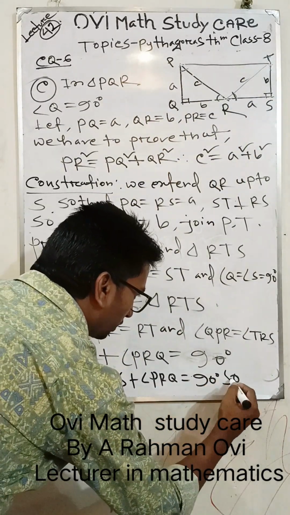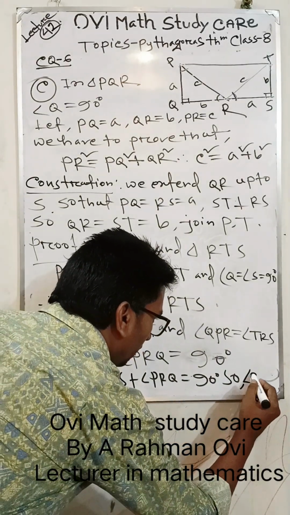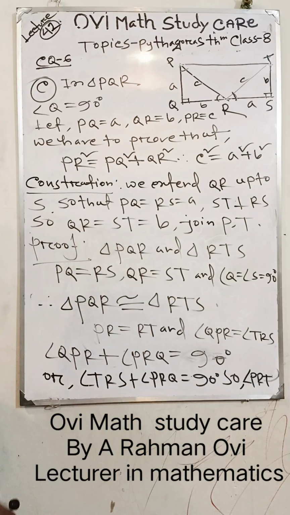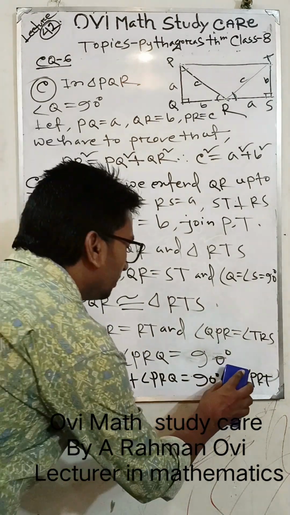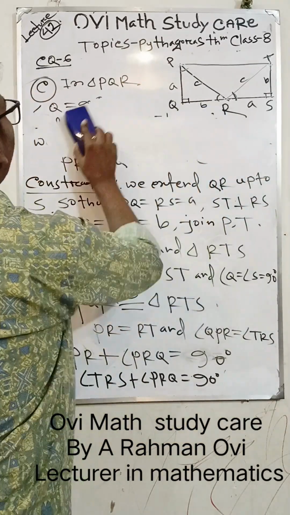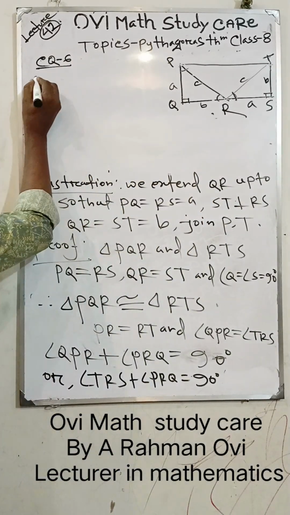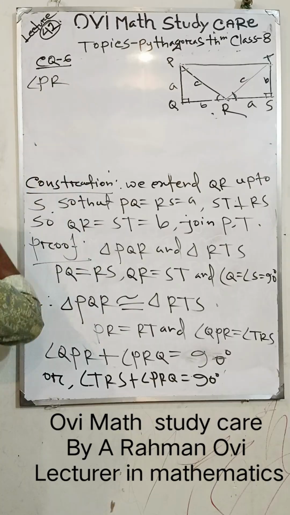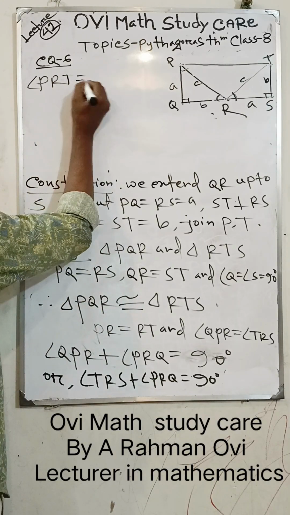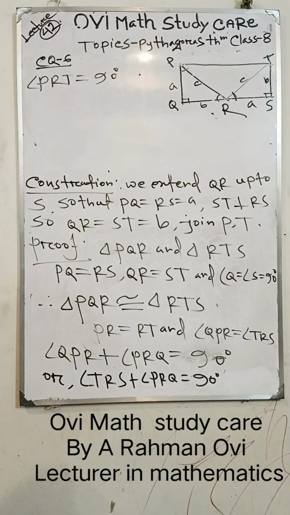So what can we write? Angle PRT. How many degrees is PRT? 90 degrees. We write PRT 90 degrees on top. Here, P and what did we get? PRT also 90 degrees.